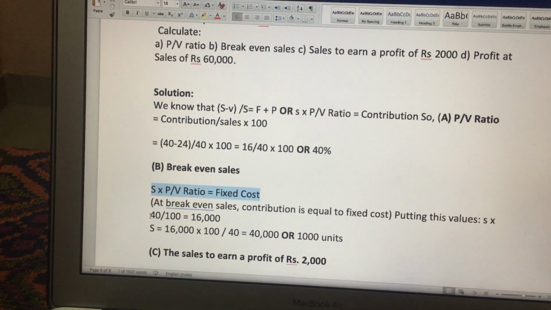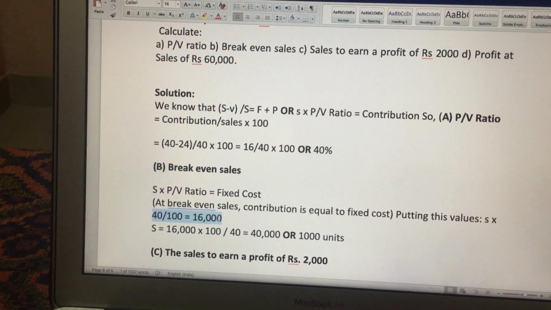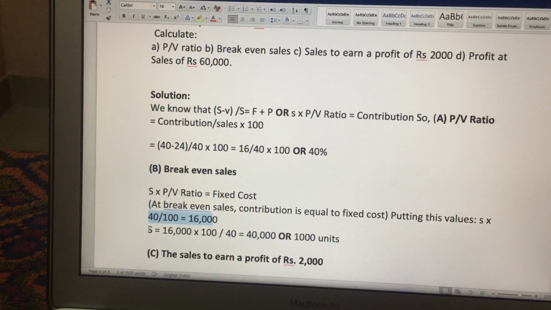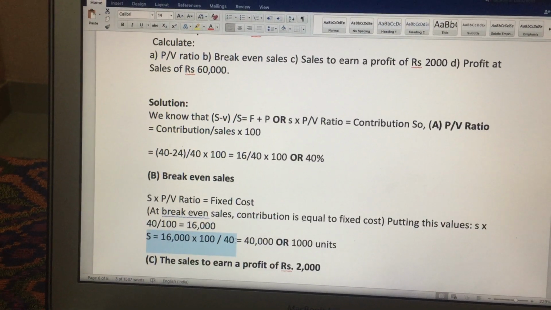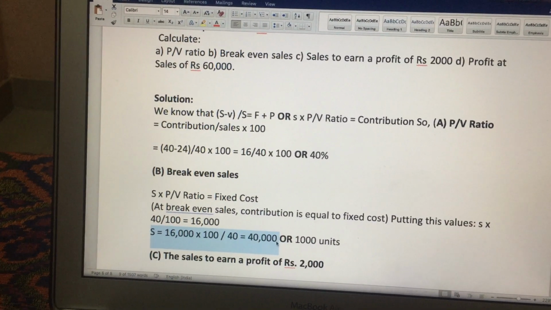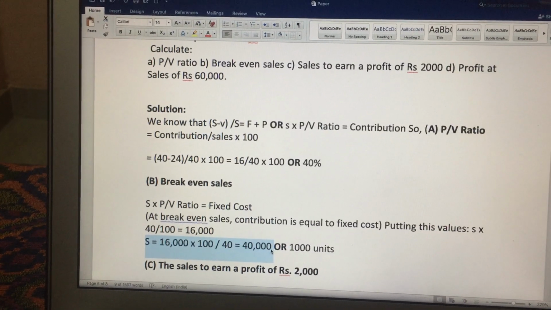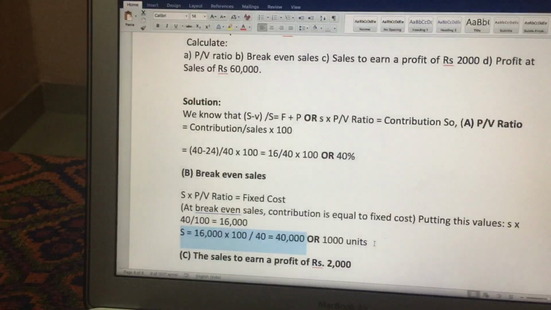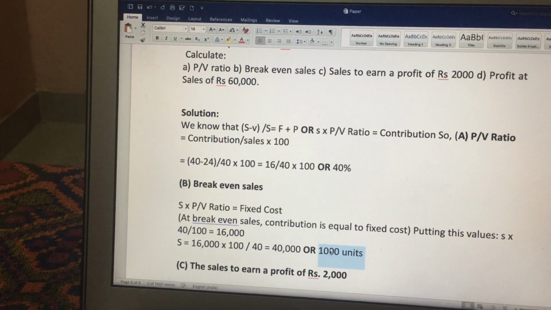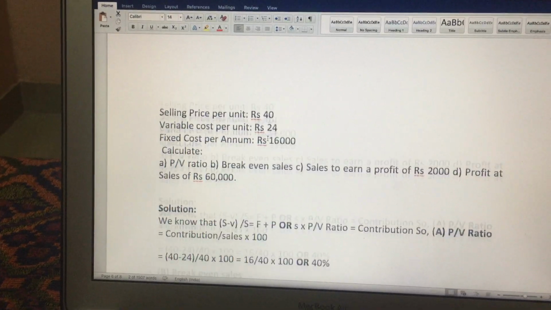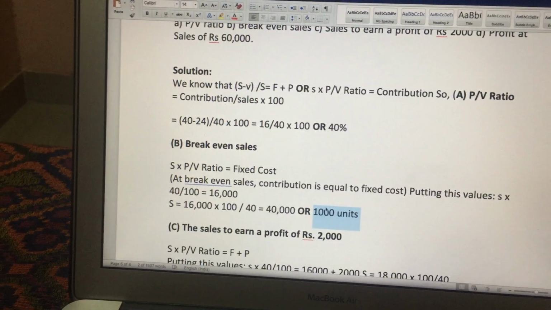So sales into 40% is equal to 16,000. So sales is equal to 16,000 into 100 divided by 40, which will give you 40,000 sales in rupees. When we are required to find out in units, we will divide this 40,000 by 40, which is the selling price, which will give you 1,000 units.